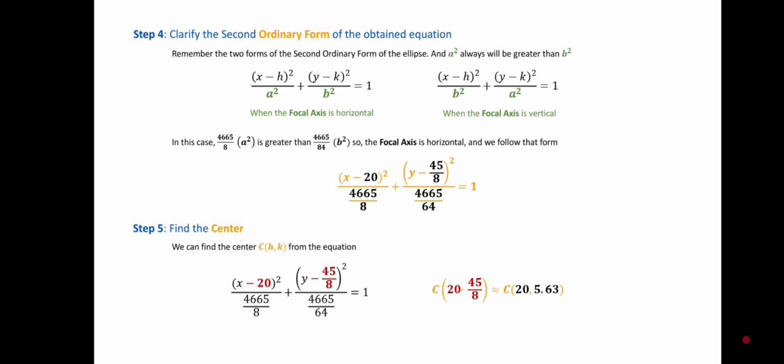Now for step 5, we need to find the center, and for this we can use the elements of the equation of the second ordinary form of the ellipse. We observe that h is going to be 20 and that k is going to be 45 divided by 8, so the center will be 20 at x and around 5.63 at y.